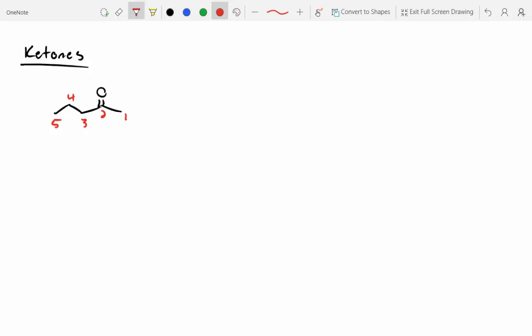For aldehydes, the carbon will be position 1. With ketones, they can be internal, so they don't have to be position 1. In fact, they can't be position 1. So if we look at this, we've got a carbonyl coming off of position 2. So what we do is we call this 2-pentanone. In this case, the suffix for ketones will always be -one. And then the 2 indicates the C=O position.